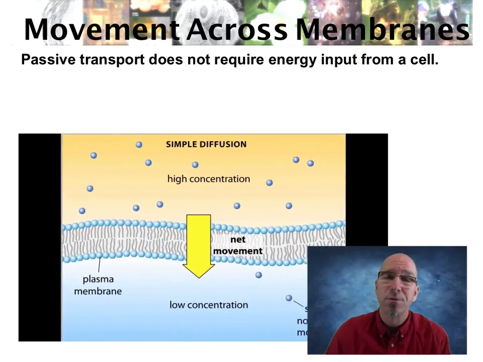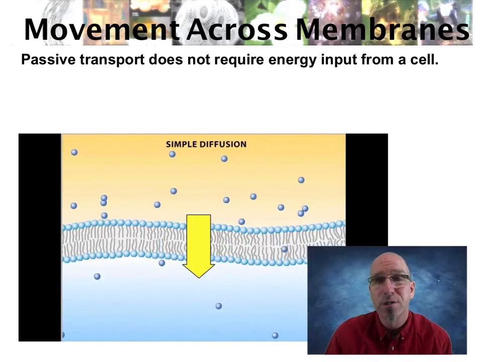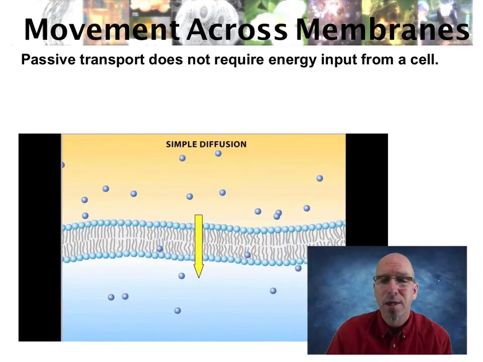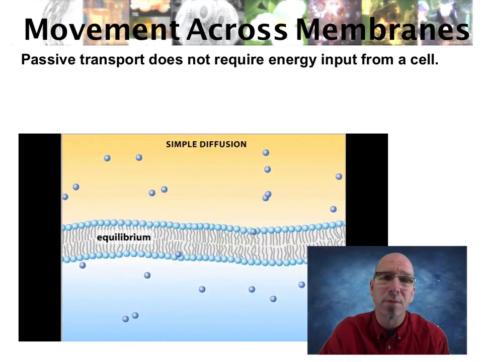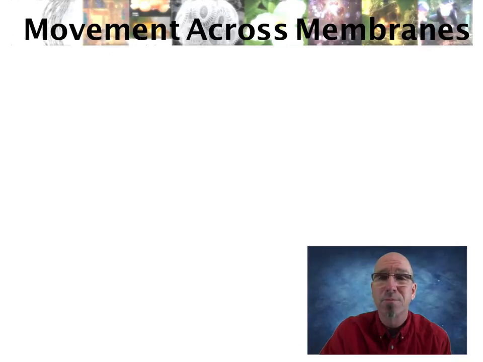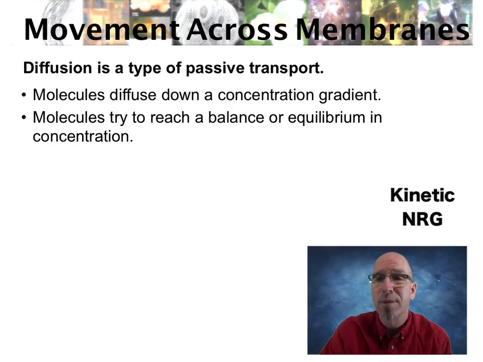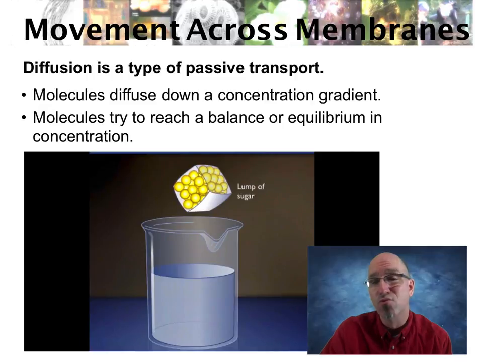All right? So in simple diffusion, we go from an area of high concentration to an area of low concentration. Again, it doesn't require cells to do any work or use any energy. It's simply the random movement of molecules, and it's trying to get to some kind of equilibrium, some kind of balance between inside and outside of the cell. So that's passive transport, and diffusion is an example of passive transport. Again, moving down a concentration gradient. And it's all about the kinetic energy of the molecules. They're just moving at random because that's what molecules do unless they're really cold.